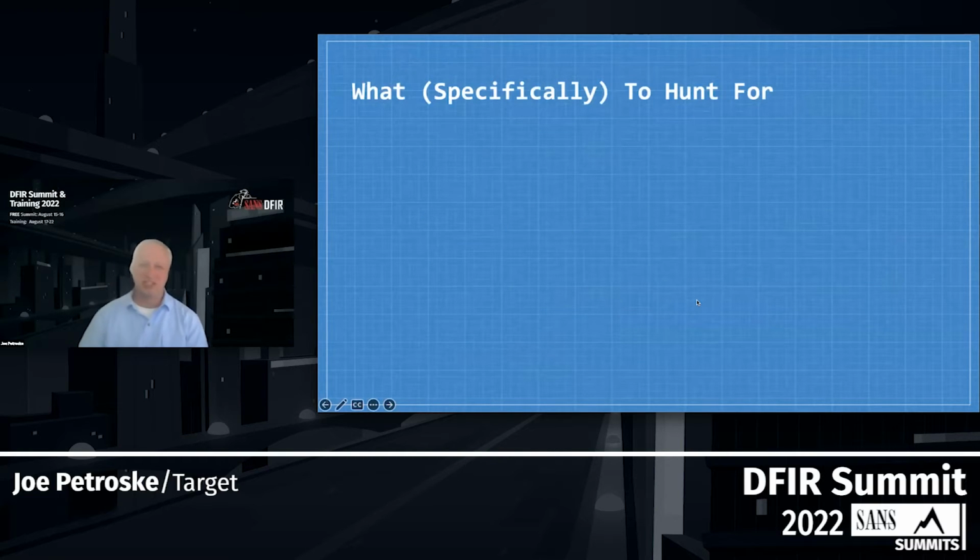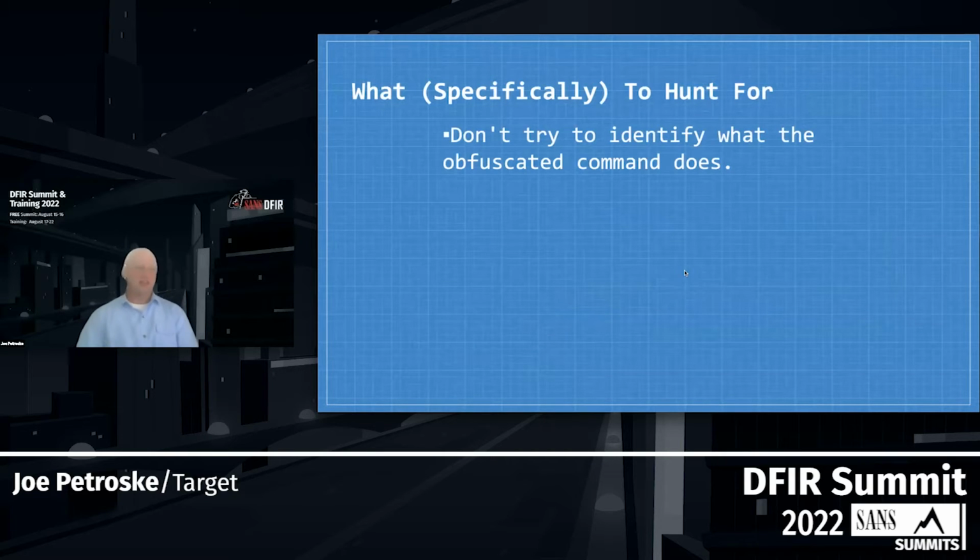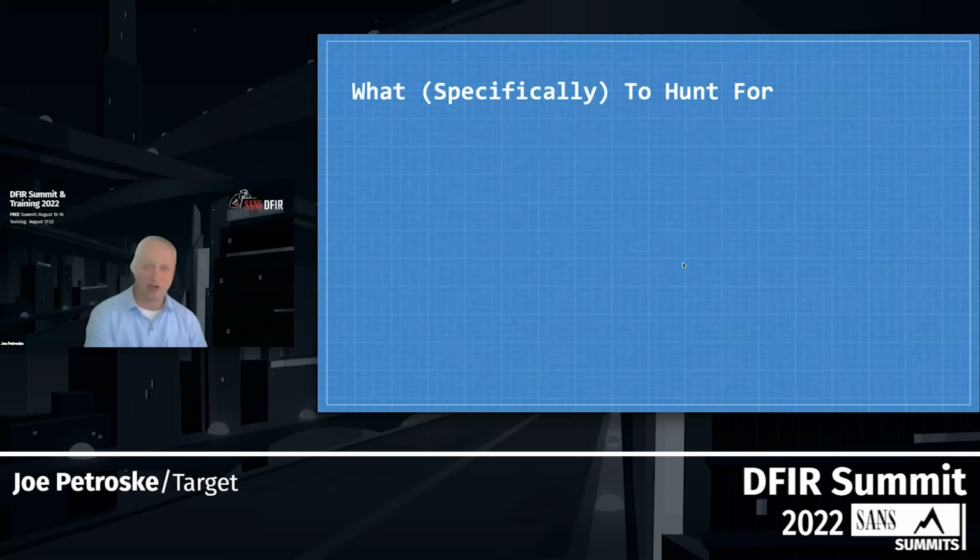Let's talk about what specifically we're going to be looking for here. This is a good thing to keep in mind when you're looking for obfuscated PowerShell. There's no way to detect every single way to obfuscate a command. So don't go into this thinking, I need to write detection for every single way that you can potentially obfuscate a PowerShell command. There's no way to do that. This is really limited only by the adversary's creativity. So this is going to be kind of a fool's errand.